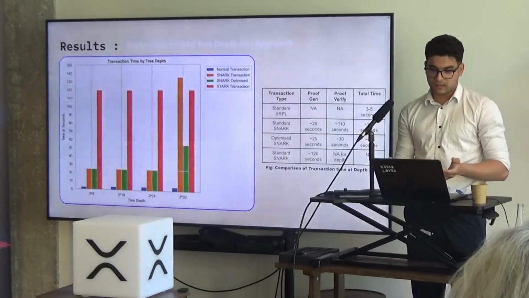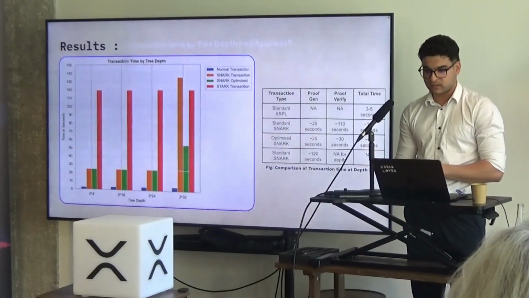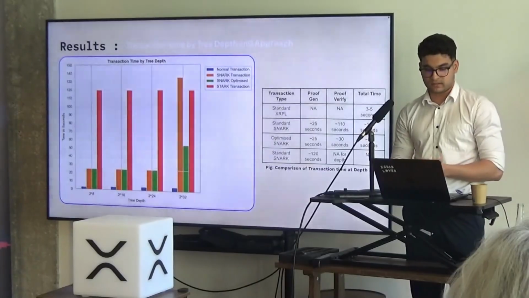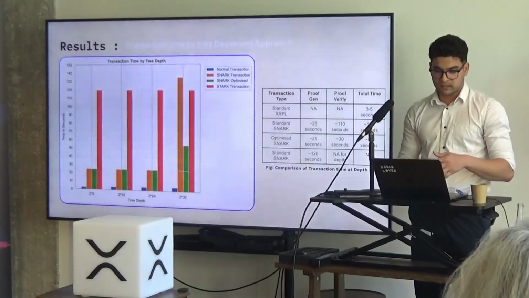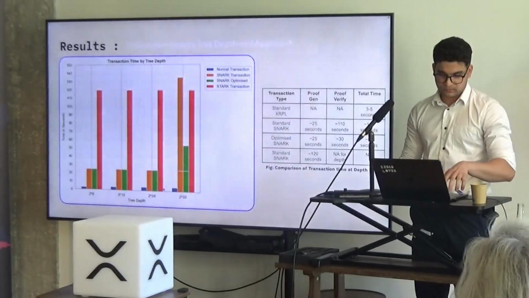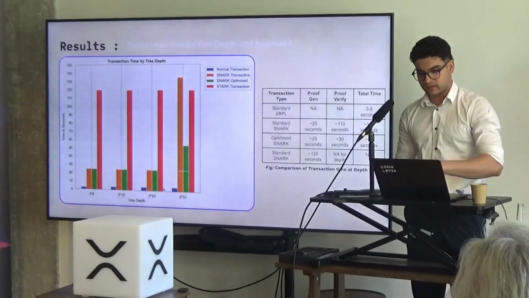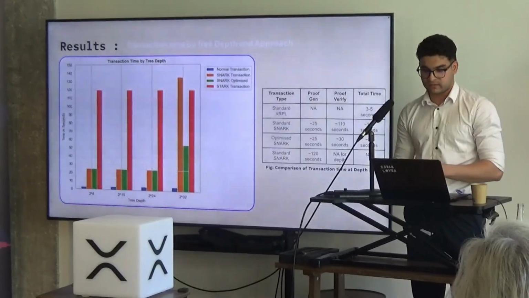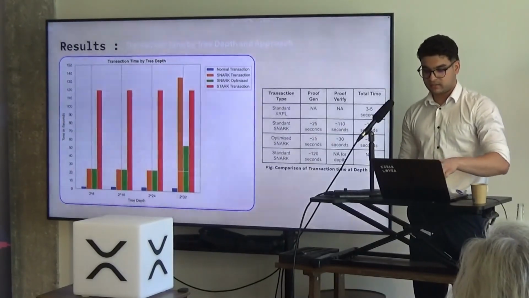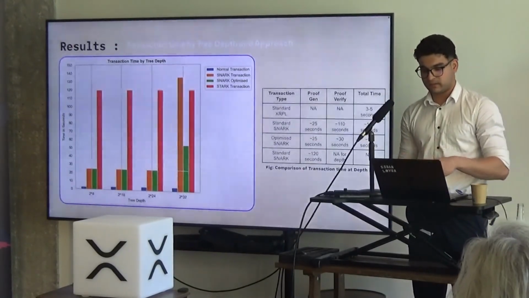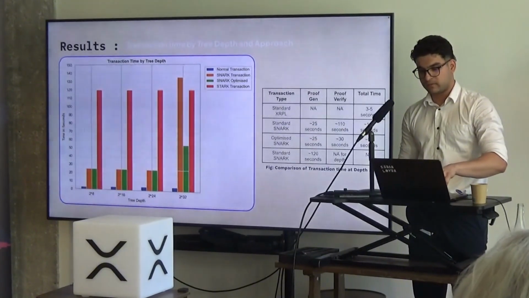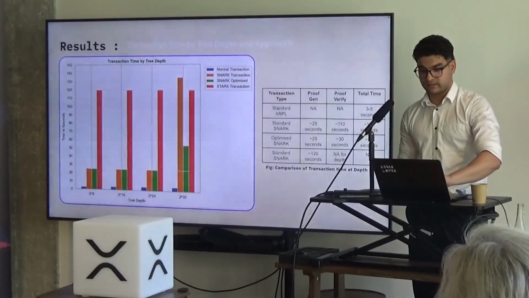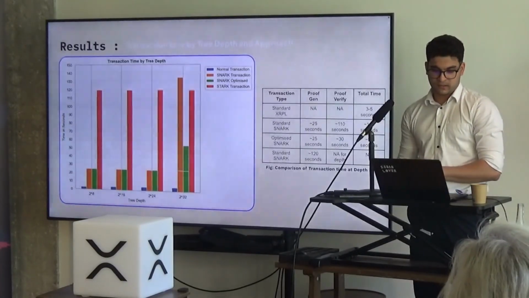Then you have this orange bar, which is a normal SNARK transaction. So here, as you can see, as we go deeper and deeper into the tree, so 2 raised to 32, around 4 billion transactions, since it has to reconstruct the tree again to verify the proof, the proving time is actually more than the proof generation time you see.